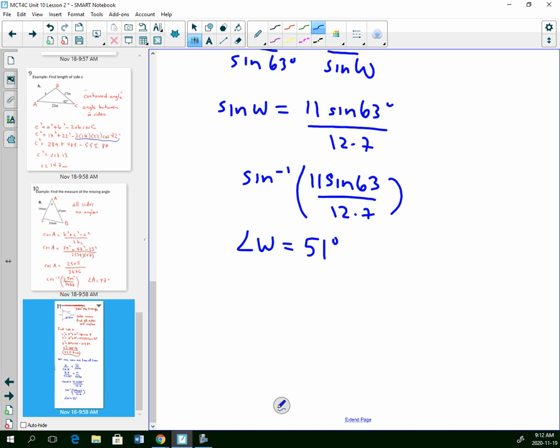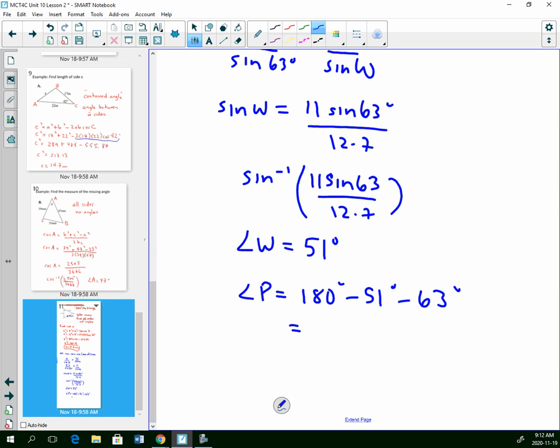Once I know that, I can find the final angle by subtracting the other two that I know. So 180 minus 51 minus 63 works out to be 66. All right, so now I've solved the triangle. I found the missing side and the two missing angles. That's a couple of steps to do those ones. Are there any questions on any of that? It should be a review.